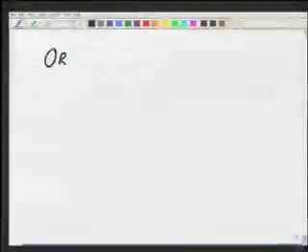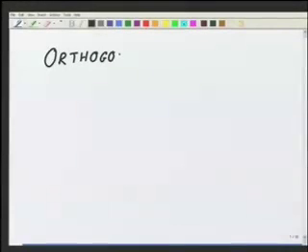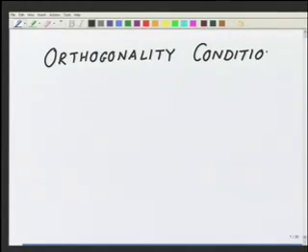So in the last lecture, we had stopped at the derivation of the bilinear form for the finite element solution, and we had talked about the orthogonality of the error. That is, what is the orthogonality condition? So let me reiterate what the orthogonality condition was.